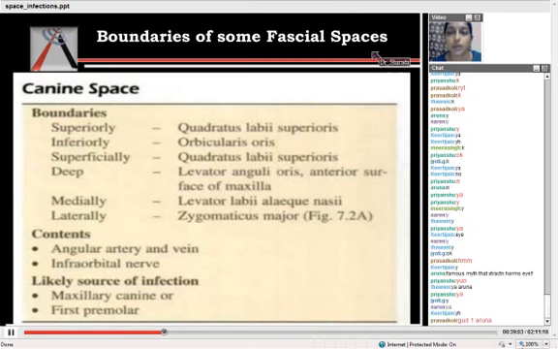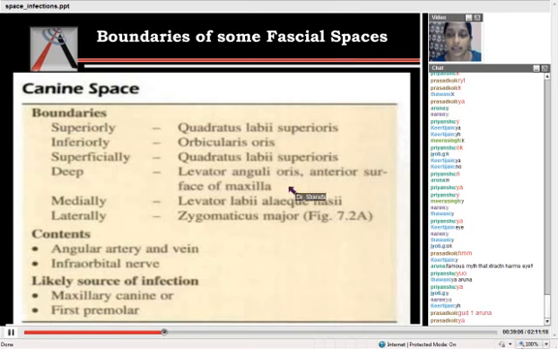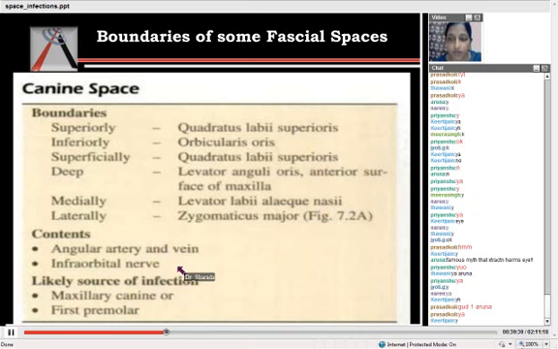I'll give you 2 minutes to go through this. Okay? Superiorly, quadratus labii superioris. Inferiorly, orbicularis oris. Okay? Deep is going to be the anguli oris and anterior surface of maxilla, etc. Medially, it's going to be the levator labii superioris alaeque nasi. And the main thing is, what are its contents? It's going to have your angular artery and vein, and the important thing is the infraorbital nerve. Okay? So we'll move on to the next slide.